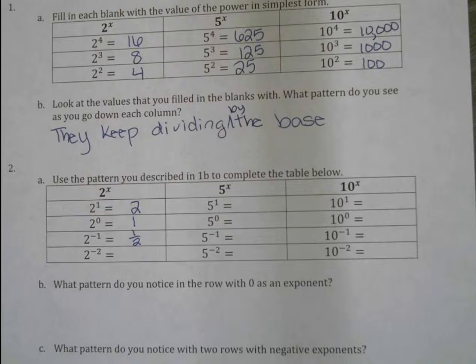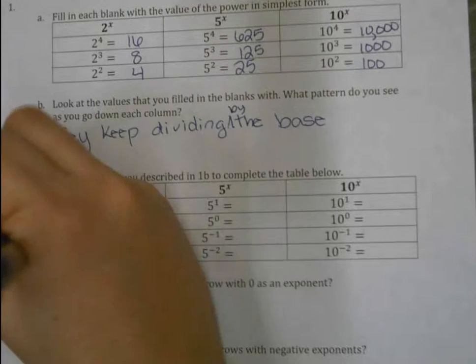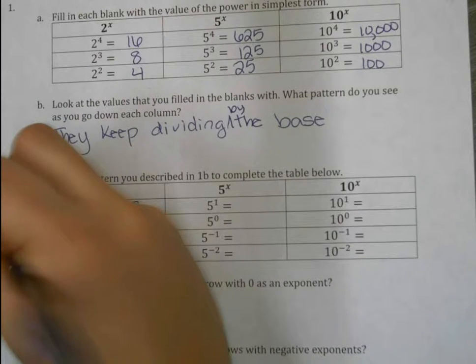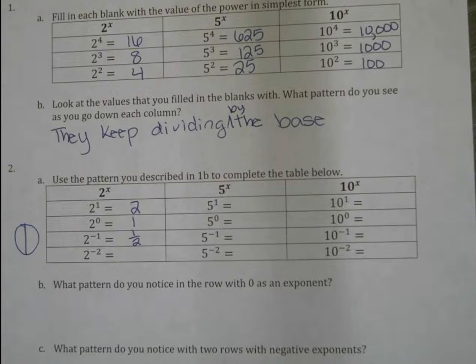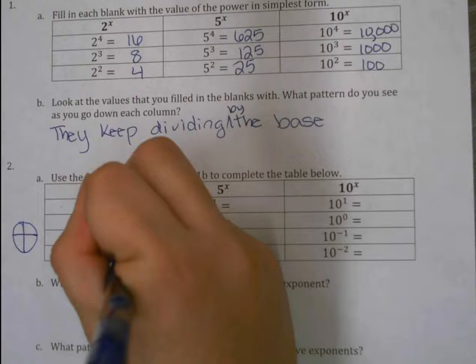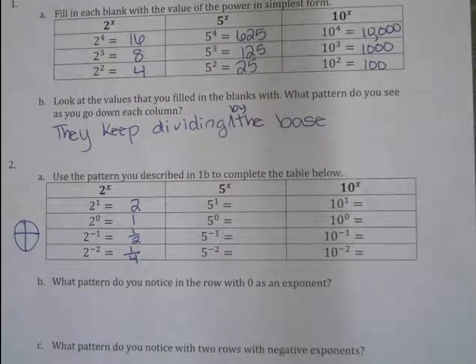And then 1/2 divided by 2. So if I have a circle and I cut it in half, and I cut it in half again, how many pieces do I have? 4. So this one's going to be 1/4. Questions on the first column?